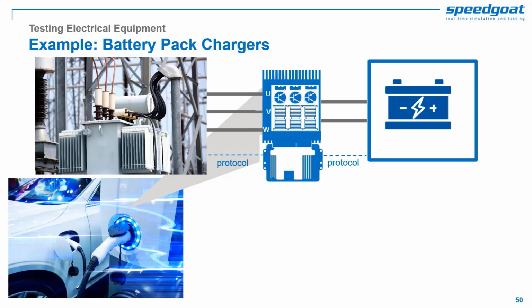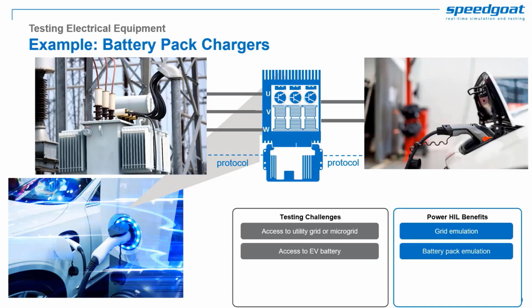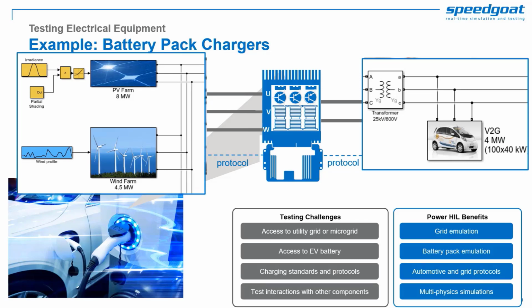With power HIL, you can use grid emulation to test various grid types and also emulate different types of battery packs, while the availability of automotive and grid protocols could help testing the different charging standards and battery states on the other end. And you can test interactions with other components with multi-physics simulations.